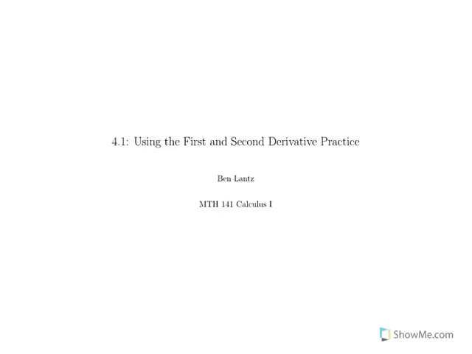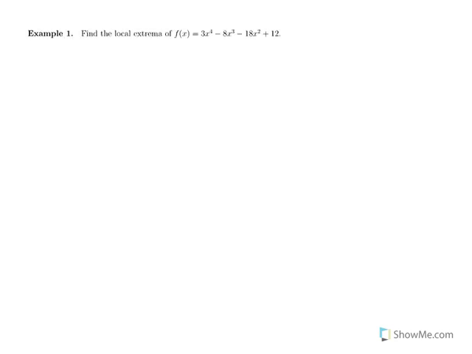In this video, we'll do some practice problems relating to finding critical points and using the first and second derivative tests. So first, let's find the local extrema of the function 3x to the fourth minus 8x cubed minus 18x squared plus 12. Let's remember that local extrema means finding local minimums or local maximums of the function.